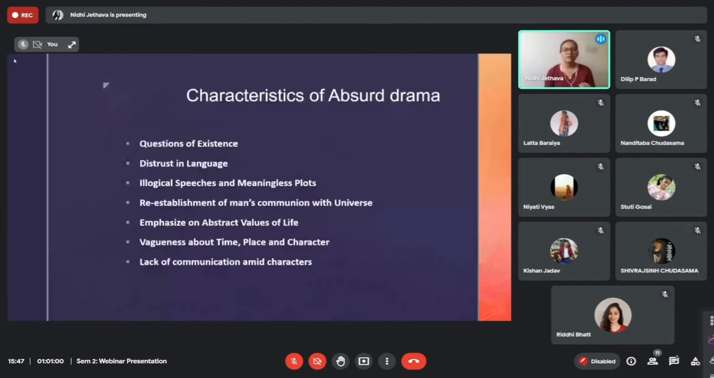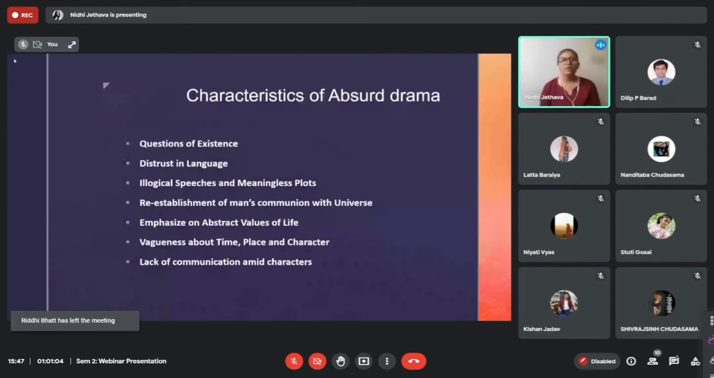Disturbing language, illogical speech, and meaningless plot. This kind of man's communion with the universe, in fact, the absurd value of life, vagueness about time, place, and character, lack of communication between characters. So we can find that we have also studied Waiting for Godot. It is the most important play which consists of this absurd theory and existential theory.